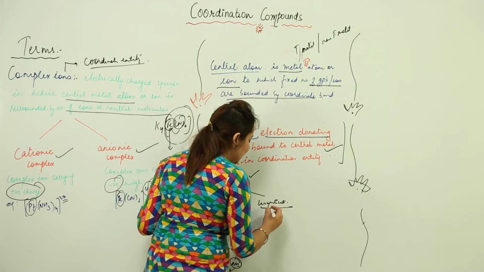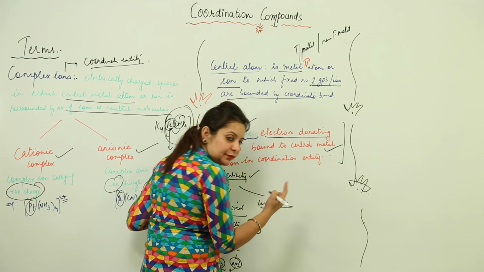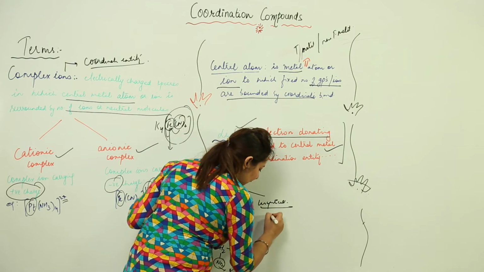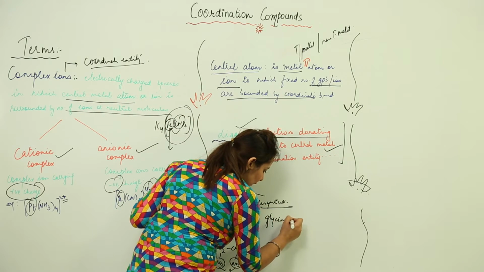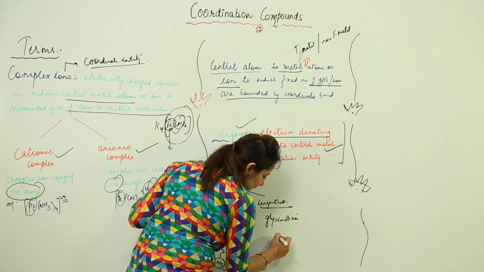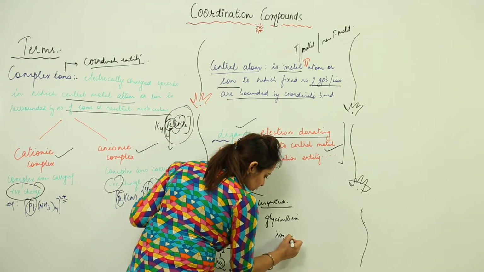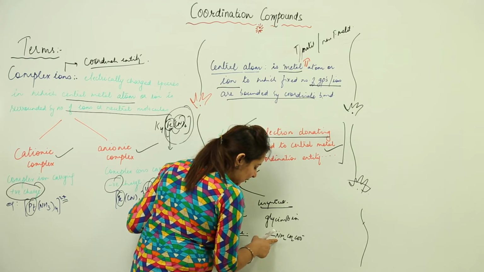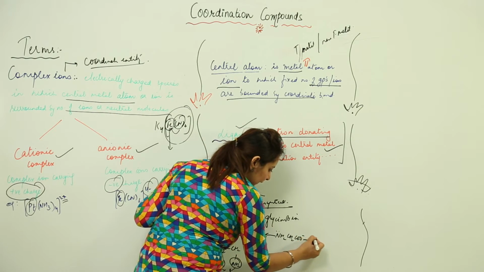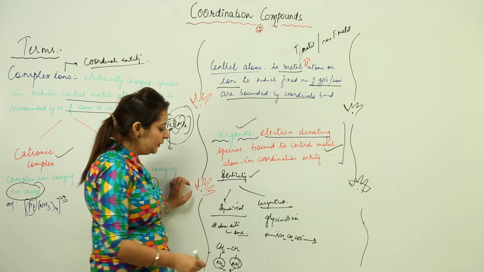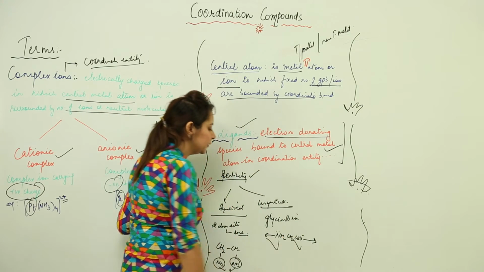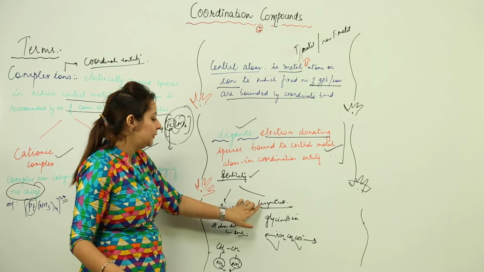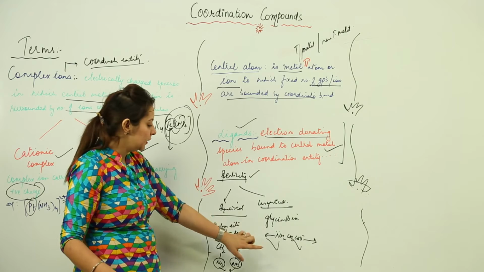An unsymmetrical one is that in which both the groups are different, like both the donor sites are not similar. For example, we have glycinato ion. What is that? It is NH2, CH2, COO negative. So here it can link by this N also, because it possesses an extra electron, it can link with this side also. So that means both the groups are actually different. So that means it is an unsymmetrical ligand.